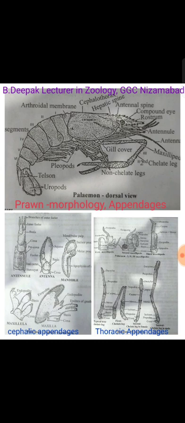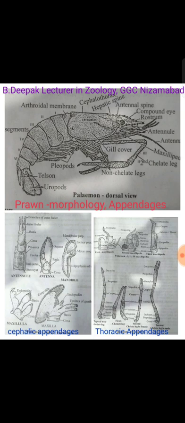In male prawns, a pair of male genital apertures are present on the inner side of the fifth pair of walking legs. So the third walking leg has the female genital aperture, and the fifth walking leg has the male genital pore.